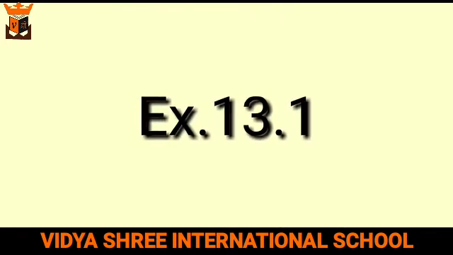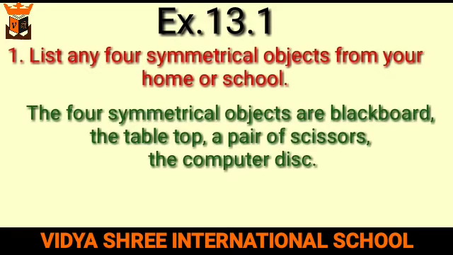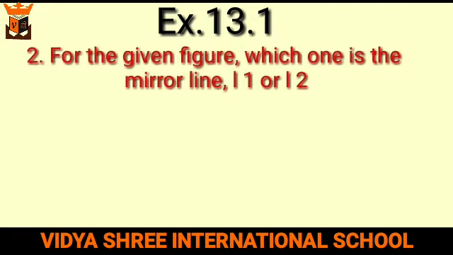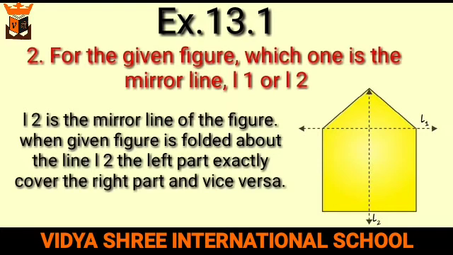Now let us try to solve the questions of exercise 13.1. First question is, list any four symmetrical objects from your home or school. The four symmetrical objects are the blackboard, the tabletop, a pair of scissors, the computer disk. Second question is, for the given figure, which one is the mirror line, L1 or L2? In this figure, L2 is the mirror line of the figure. When the given figure is folded about the line L2, the left part exactly covers the right part and vice versa.